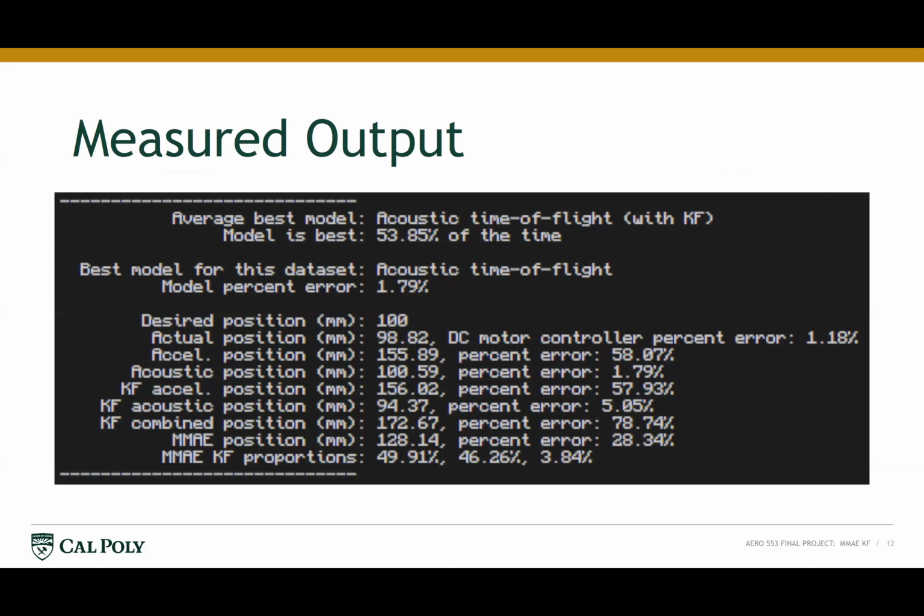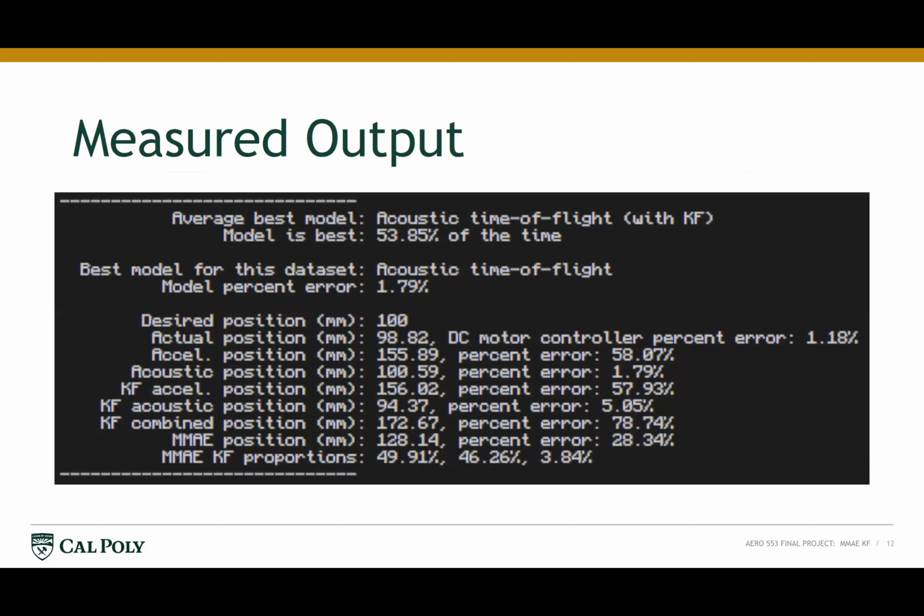You'll notice here that the acoustic time of flight is the best on average through lots of iterations. And in this particular data set, the acoustic with the Kalman filter is the best on average, and just the acoustic raw data is the best for this simulation. On the bottom there, you can see the proportions used for the MMAE. It's using about 50% of the data from the accelerometer Kalman filter, about 46% of the data from the acoustic Kalman filter, and only about 4% of the data from the combined model that we had in the beginning.